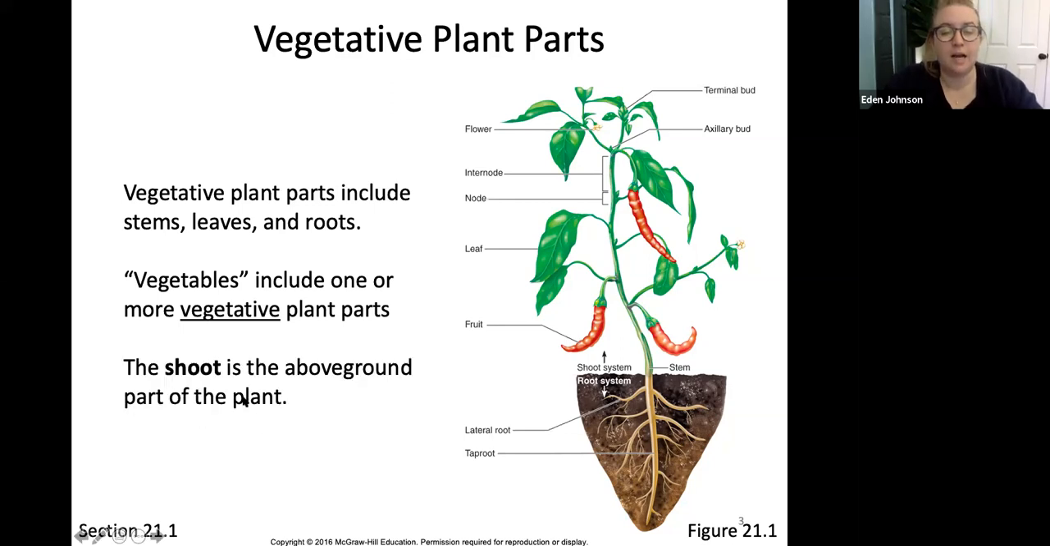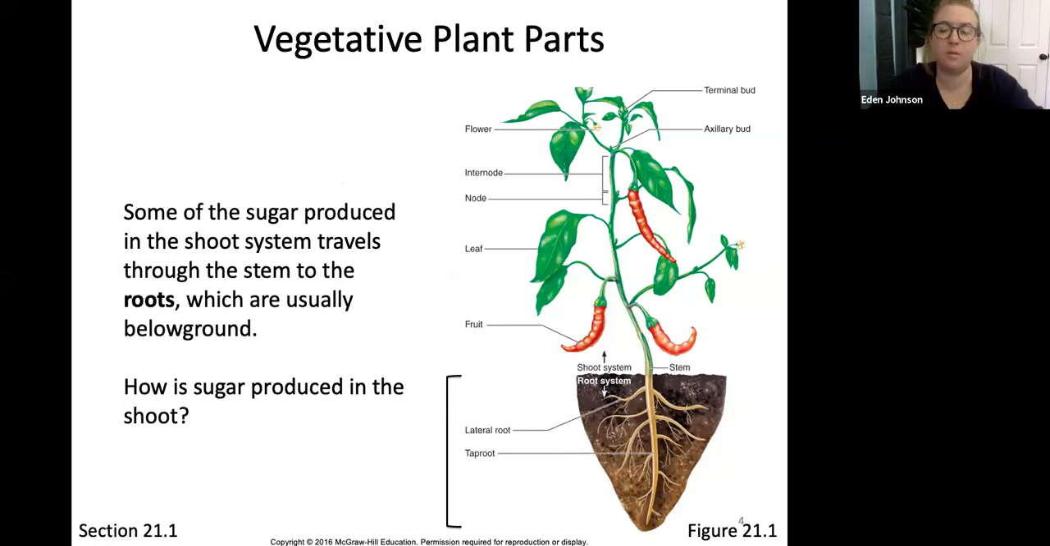All right, the shoot is the above ground part of the plant. So anything you see right here, shoot system is your stem, all of your leaves, your above ground meristems that we will talk about, as well as your flower structures, your fruits and things like that. So here's your flower, here's your fruit. Shoot is the above ground part of the plant.